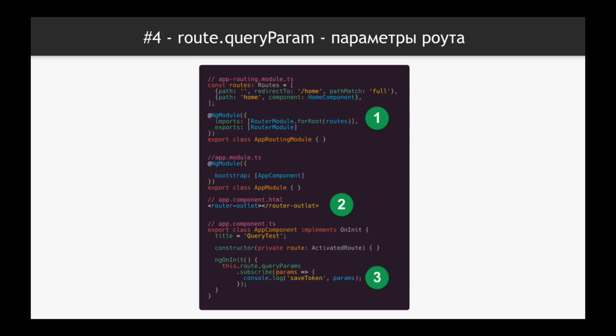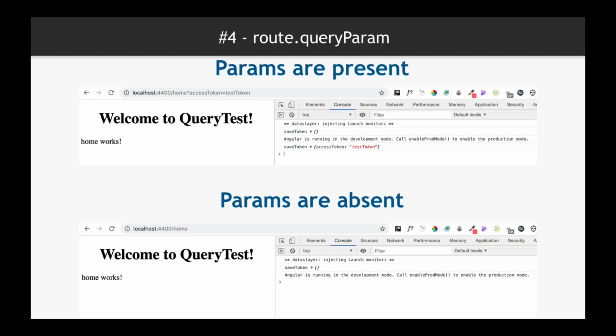The main part. We want to get route query params from URL for our needs in app component. So we inject activated route and subscribe to this route query params observable. You may ask, what is the issue?